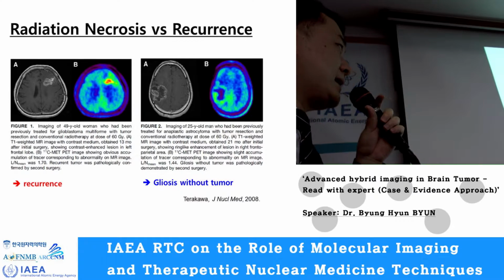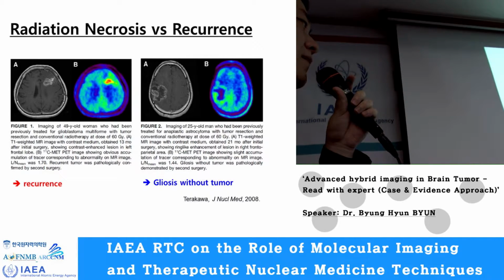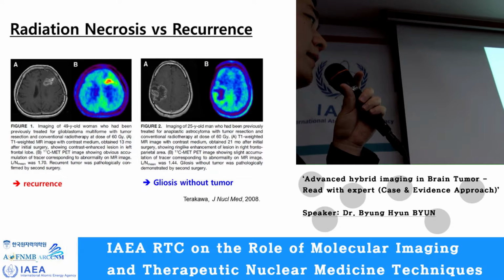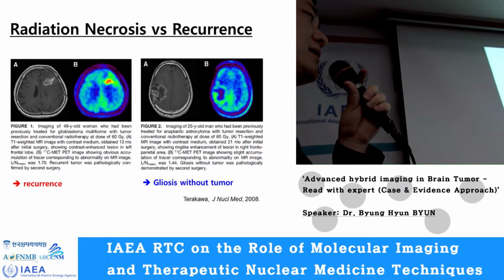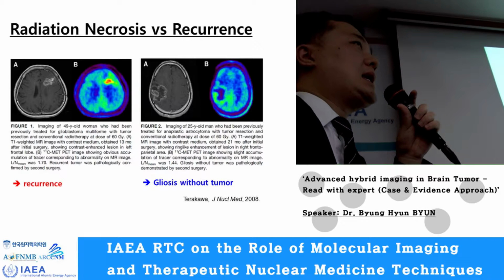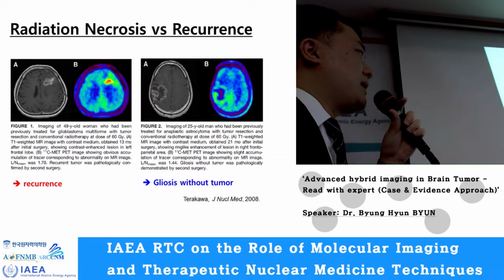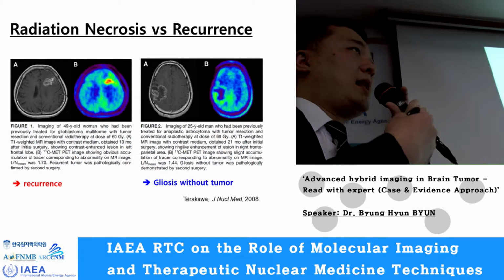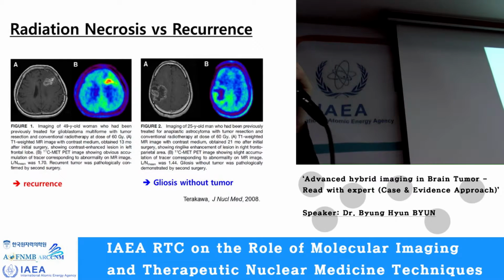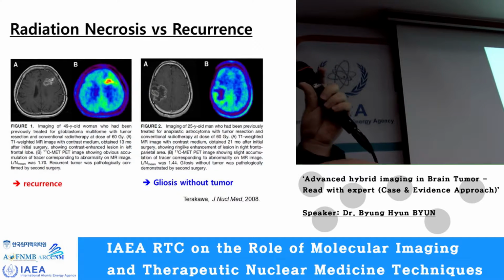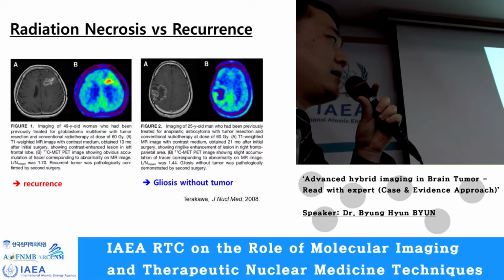On the left side, this is an image of a 49-year-old woman who had been treated for GBM with tumor resection and radiotherapy. There was an enhancing region, and there was an increased uptake on methionine PET, very high uptake compared with normal brain parenchyma. So we can suggest the tumor recurrence at this site.